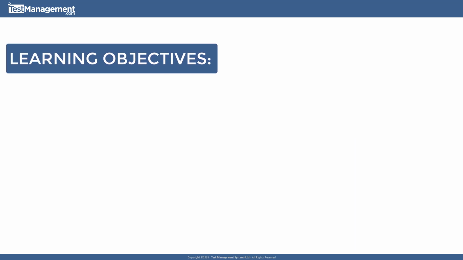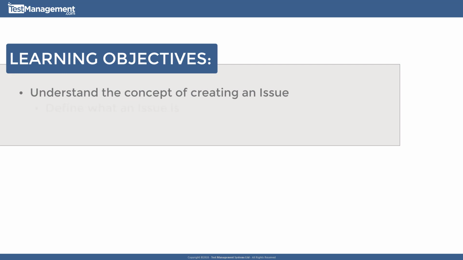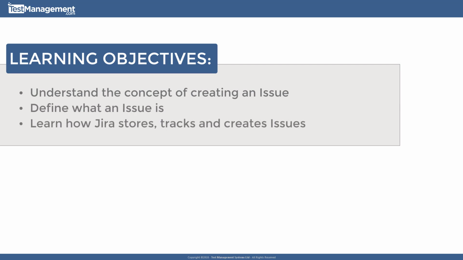And by the end of this module, what I want you to grasp is that concept of creating an issue, what an issue is, and how Jira stores and tracks and creates those issues. But before we get ahead of ourselves though, let's set up an instance of Jira locally or on an AWS server in this instance, so that we've got a sandpit to learn in and an environment to experiment with.